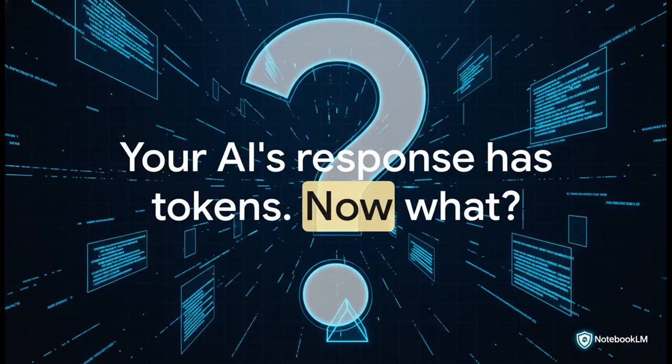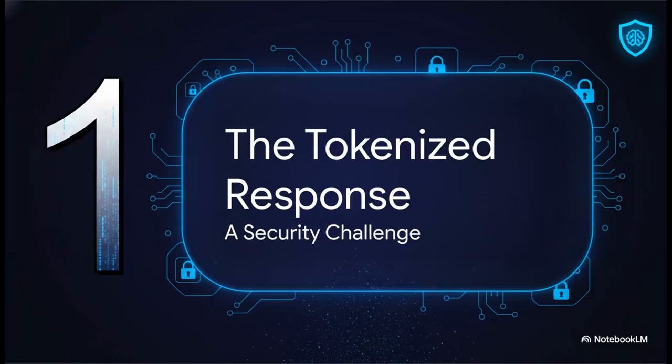So the AI does its thing and spits back a response. But it's just this jumble of abstract tokens. Things like name1 and email1. Sure, it's secure, but it's also completely useless. You can't actually do anything with it. So now what?